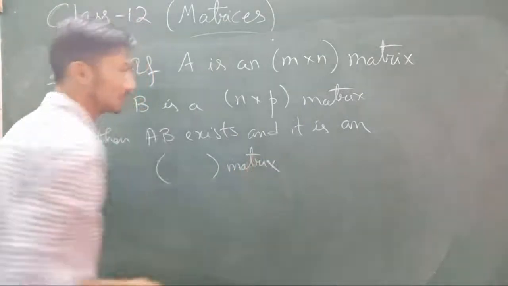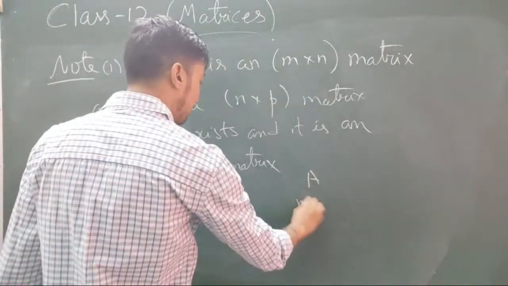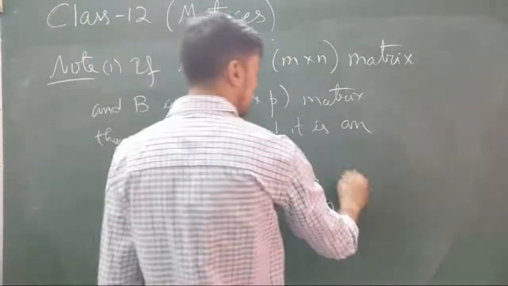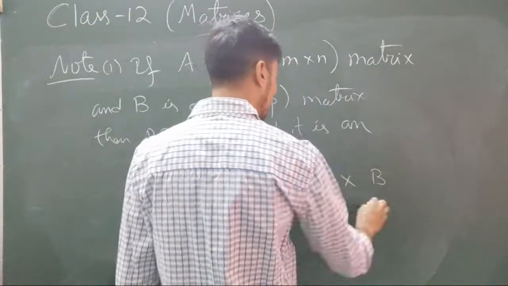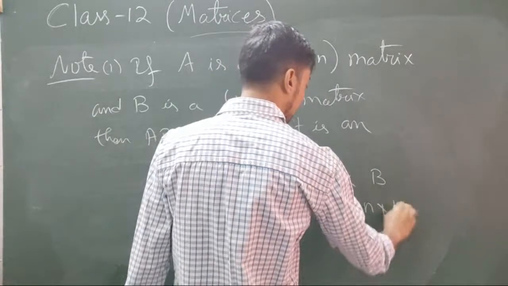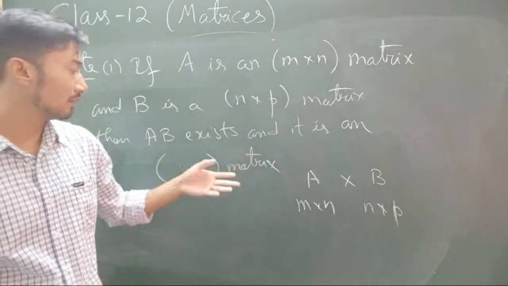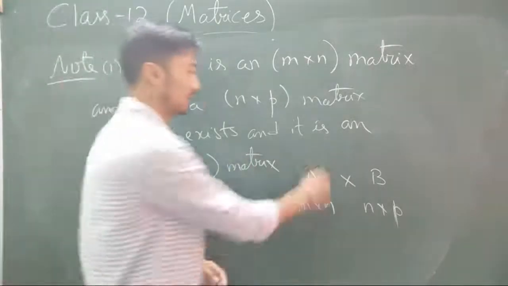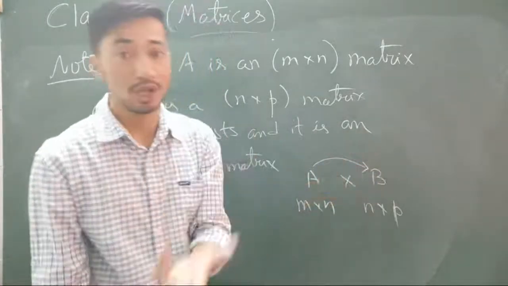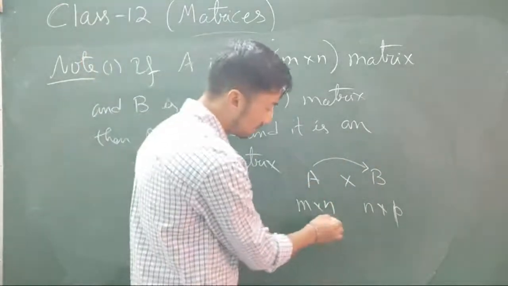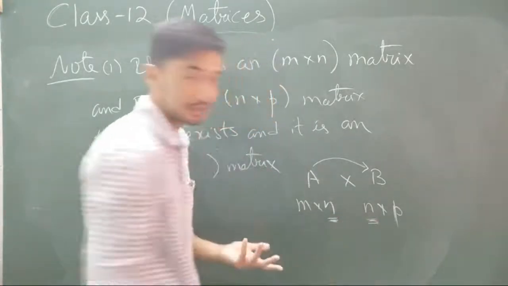It's very simple. Listen. A, its order is M by N. Then we are trying for A cross B, I mean, we are trying to multiply A to B. B matrix is N by P. We are saying that AB exists. That means A is conformable to B for multiplication. Why? Very simple, because the number of columns in the first matrix is equal to the number of rows in the second matrix, isn't it?